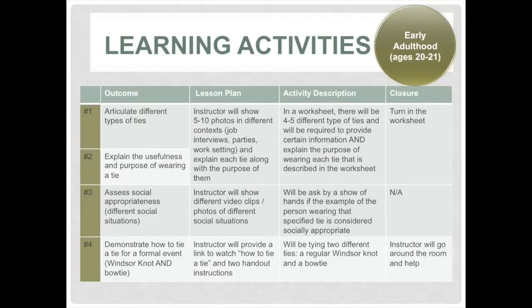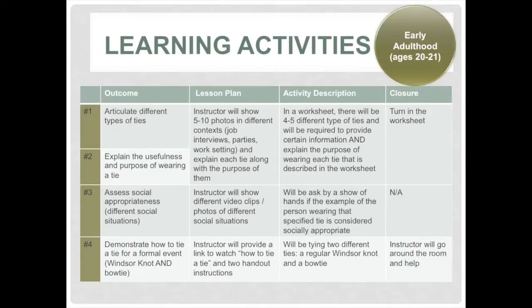For the learning activities, the learner will be given a worksheet. In this worksheet, they will have about 4 to 5 different types of ties, and they will be asked to write down information, such as the name of the tie selection and the style of it. Also in the worksheet, the learners will further explain the purpose of wearing each tie described. In doing so, this will support the second learning outcome of making sure that the young adults are able to articulate and explain the usefulness and the purpose of wearing that tie.